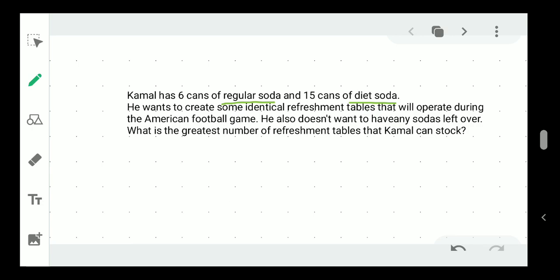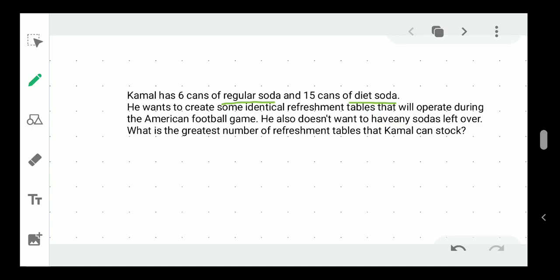He also does not want to have any sodas left over. He wants to use all of the soda cans. What is the greatest number of refreshment tables that Kamal can stock? First of all, I will not give you the trick right now. Let me talk about the question.